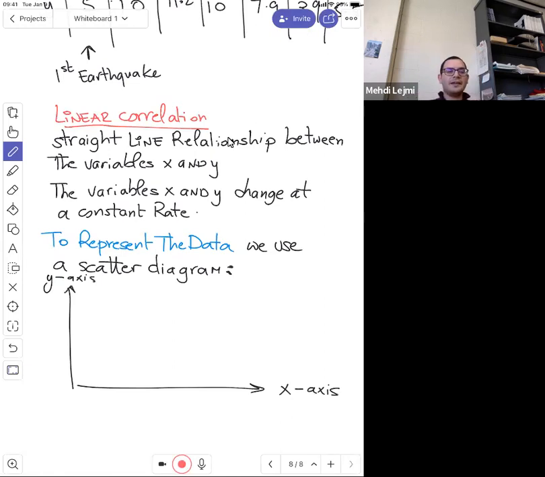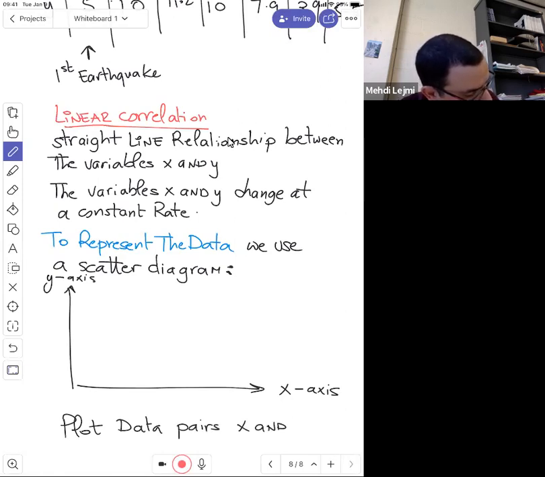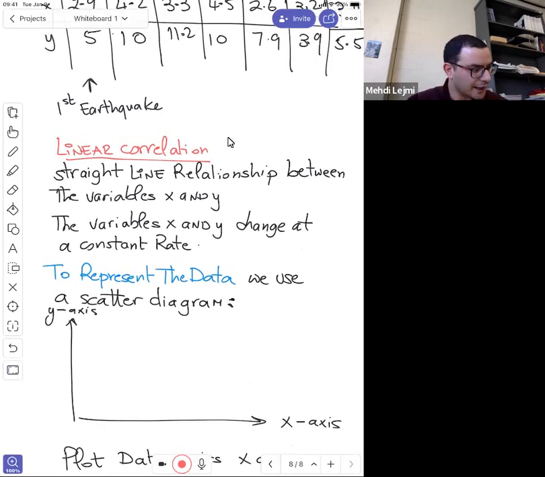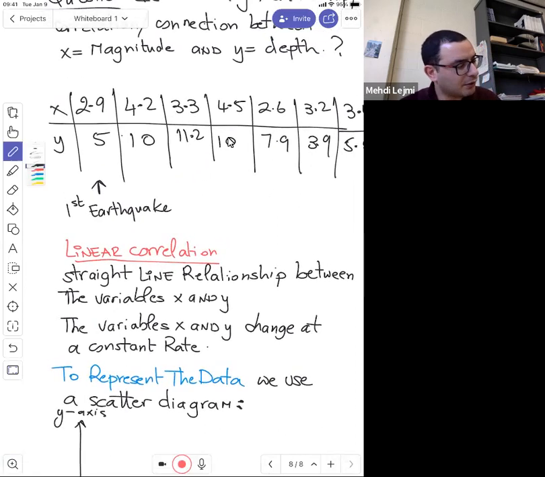Okay. And the idea, of course, is to plot your data pairs, right? So you need to plot data pairs X, Y. For example, just to show an example here, if my X is 2.9, then the corresponding Y is 5, right?